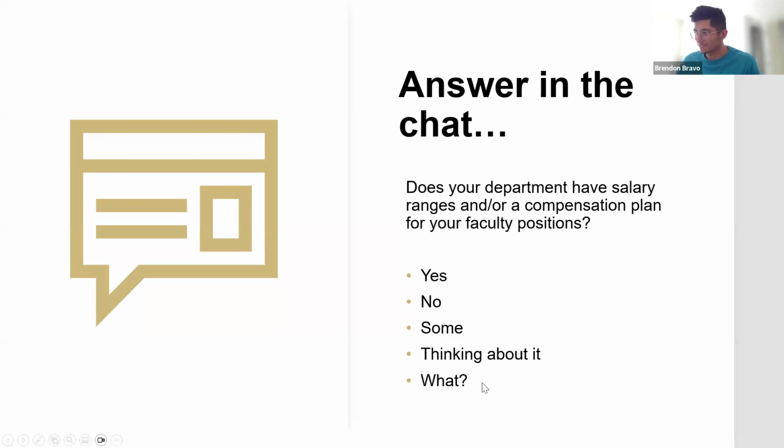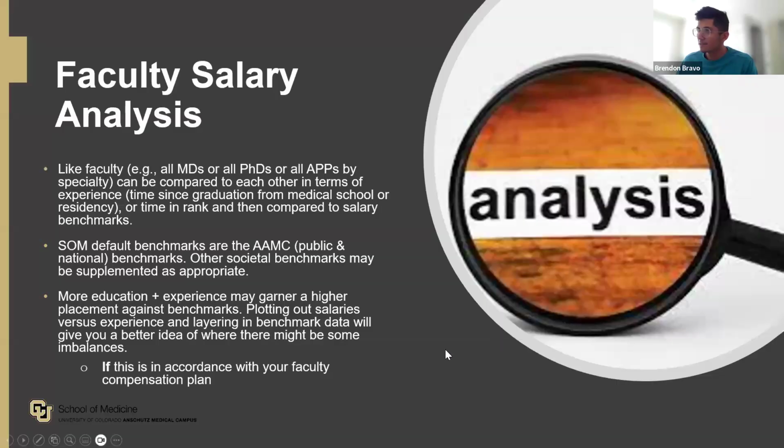So now we'll go ahead and hop over into more items about faculty salary setting. When we're evaluating faculty salaries, there are a number of factors that we want to consider. The first one is like faculty. Some examples: if it's all MDs or all PhDs, those can be compared to each other in terms of experience or time in rank. And then we want to compare them to salary benchmarks that Lori had just mentioned. Some of the default benchmarks are the AAMC data. And then there are other societal benchmarks that may be supplemented as appropriate.